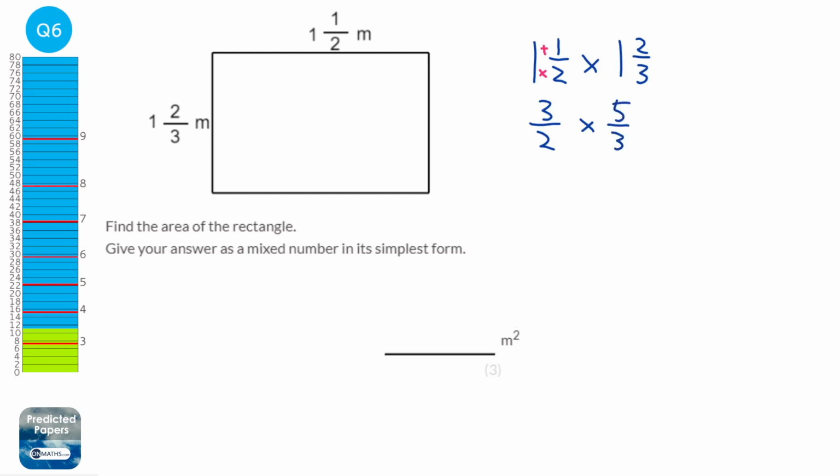Now we don't need to get the numerator the same, because we're multiplying. All we do now, really easily, is just multiply the tops and multiply the bottoms.